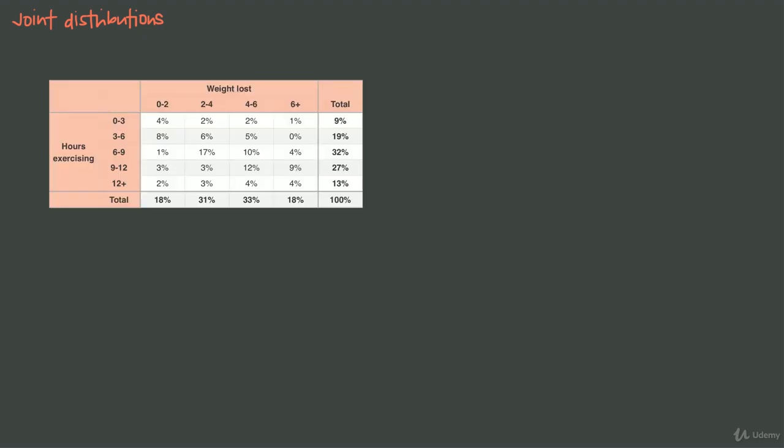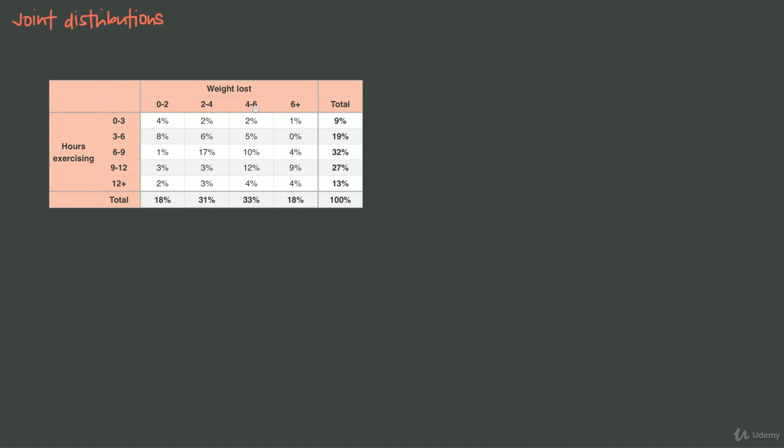A joint distribution is a little similar to a relative frequency table in the sense that it's a table of percentages. As an example, this is a joint distribution. The reason we call this kind of table a joint distribution is because it's comparing two different distributions. So we have a distribution for hours spent exercising and a distribution for weight loss, and we are sort of cross-referencing or comparing those two distributions.